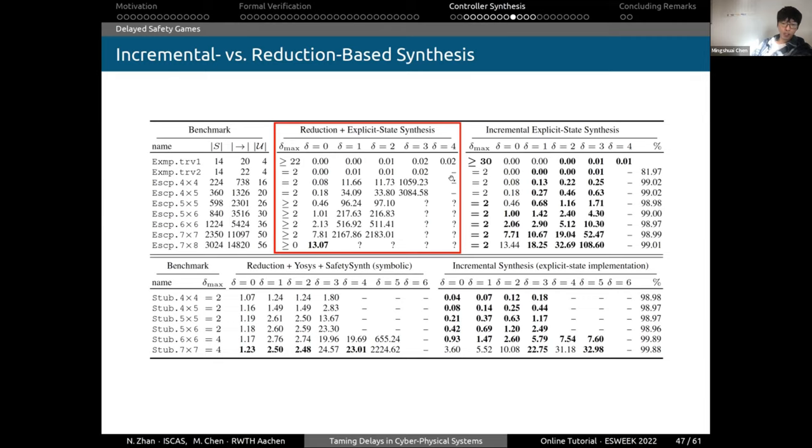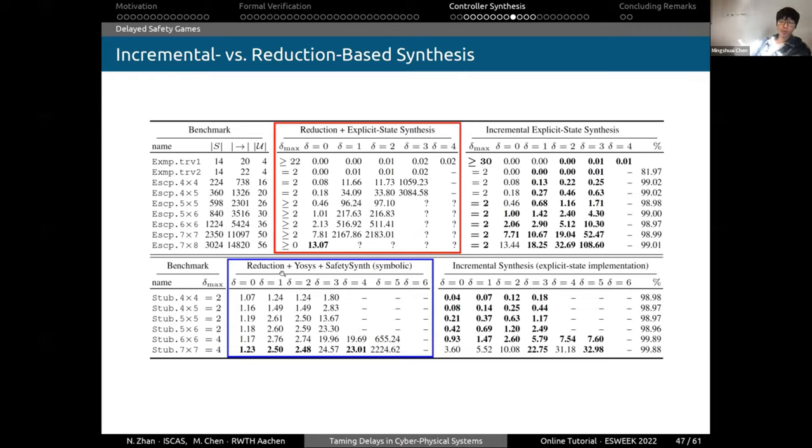And in those cases, we don't have a conclusion whether the controller is winnable or not. Here, dashed lines mean that we succeeded in proving that the controller is not winnable. As you can see, when the delay increases to 4, the controller is no longer winnable in these 3 benchmarks. But all the question marks mean that we don't have any conclusion there. This is mainly because of the state space explosion problem, as is the case for model checking.